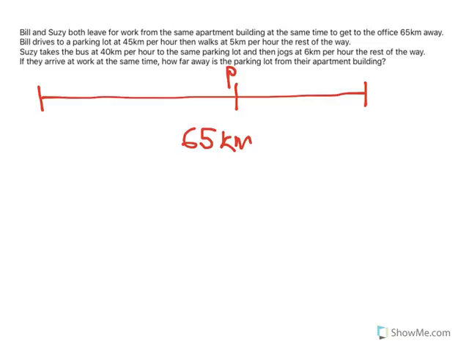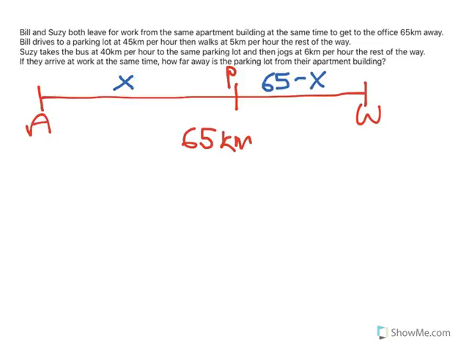So right there I would go to what they're asking. They're asking how far away is the parking lot. So why don't we label that X? So I'm going to label this distance X. Right from there we know the remaining distance from the parking lot to work is 65 minus X. And that's the key to these problems. I'll label this W as this is their place of work and this is A, the apartment building.